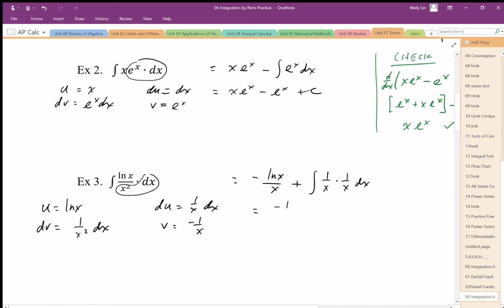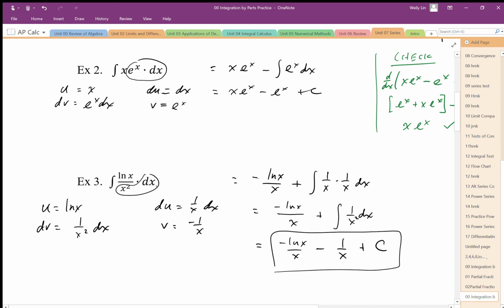So I get negative log x over x plus the integral of 1 over x squared dx. Okay, so I've already integrated that one. So we know that becomes negative 1 over x plus c. Okay, so there's our antiderivative function for that starting function there.